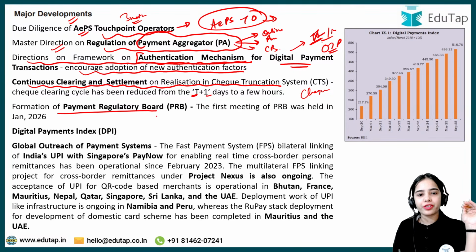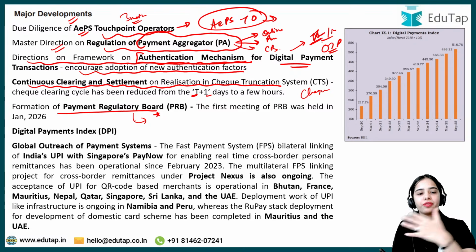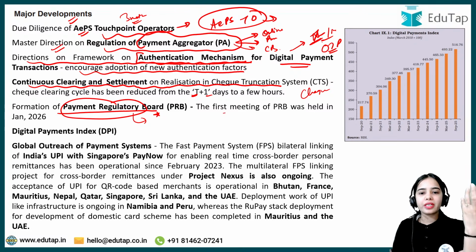Formation of the Payment Regulatory Board. So it was basically said that the Board for Regulation of Payment and Settlement Systems will be replaced by the Payment Regulatory Board. And recently the first meeting happened in January 2026. I will suggest that you at least go through the Payment Regulatory Board and the first meeting, the members.